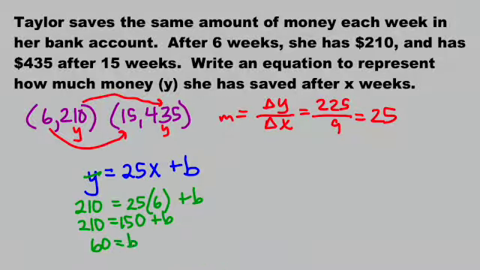So therefore, our final equation when we're all said and done is going to be y equals 25x plus 60. And what that means is that she started with $60 in the bank and then every week is saving $25.